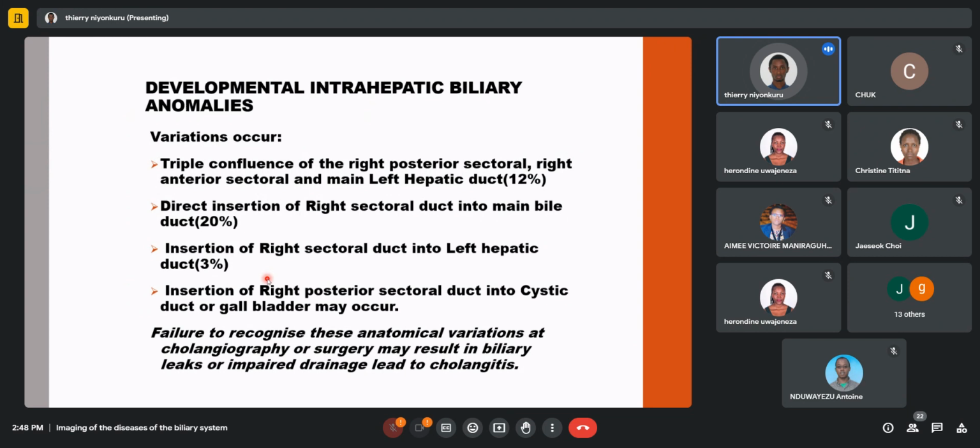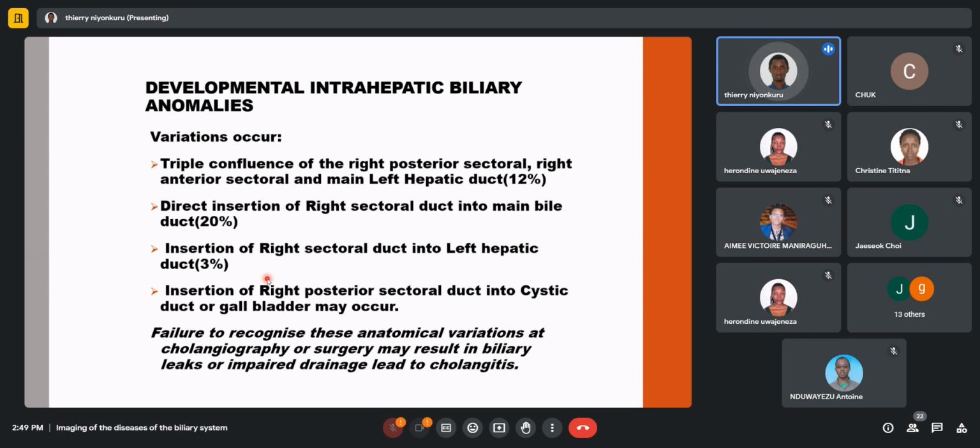For the congenital abnormalities, we have developmental intrahepatic biliary anomalies. They will differ according to the variation. As we have seen, there is a triple confluence where the right posterior sectoral duct, which joins the fifth and sixth segment, joins the right anterior sectoral and main left hepatic duct. They join at the same level. It happens in 12% of people.